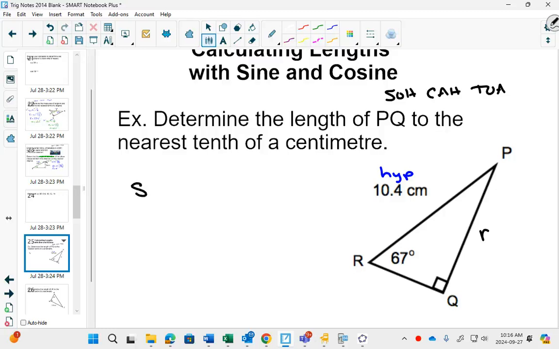So I write out my definition. I say, well, sine of 67 degrees is opposite, which I'm going to write with capital letters just because the question wrote it with capital letters. But you could use little r as well. And sometimes people just love using x's. If you put an x there, perfectly fine. It's not going to be wrong if you label something with an x and choose a variable. But it's going to be PQ over 10.4. And this is what we want to find.